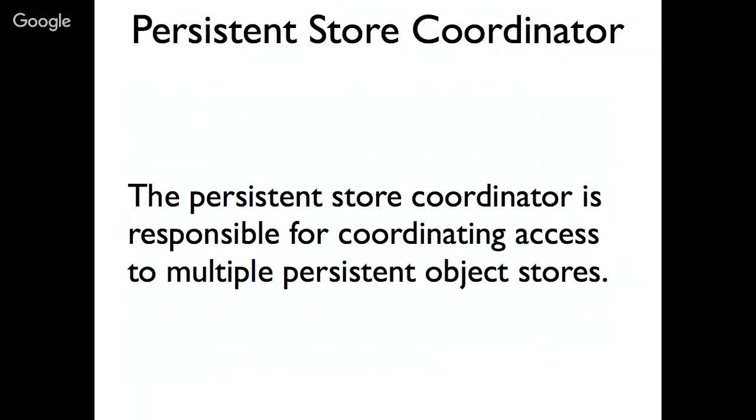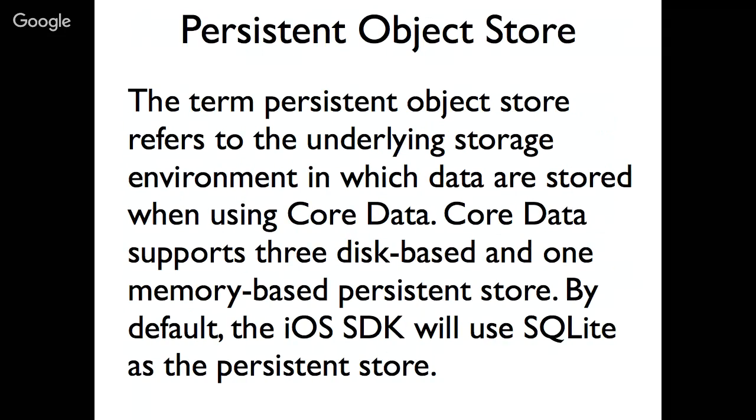Persistent store coordinator is responsible for coordinating access to multiple persistent object stores, because you can have multiple in your app. And then the term persistent means the underlying storage environment in which data is stored. Core data supports 3 disk-based and 1 memory-based. By default, it's the iOS SDK itself, and then, as I mentioned already, SQLite. SQLite is a persistent store on the back end.